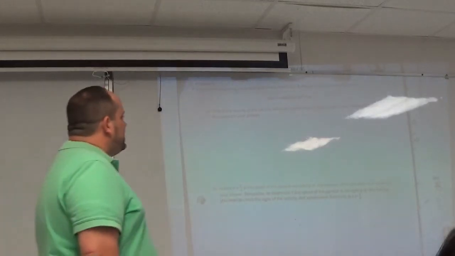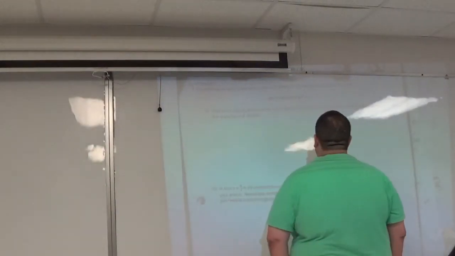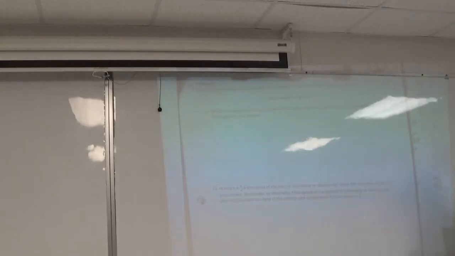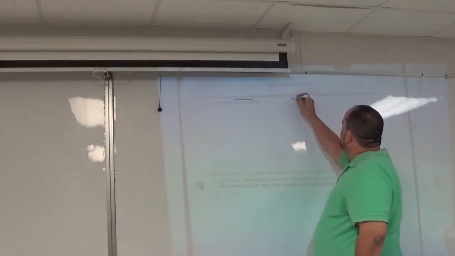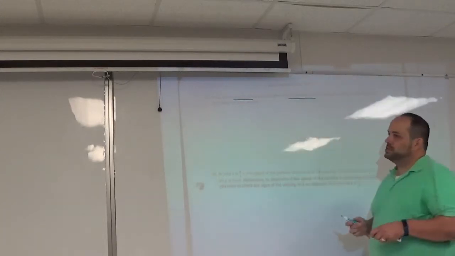This question is totally fair game. A particle moves along a line so that at any time t where t is greater than 0, the particle's position is given by this equation over here. What is the velocity of the particle when the acceleration is first equal to 0?